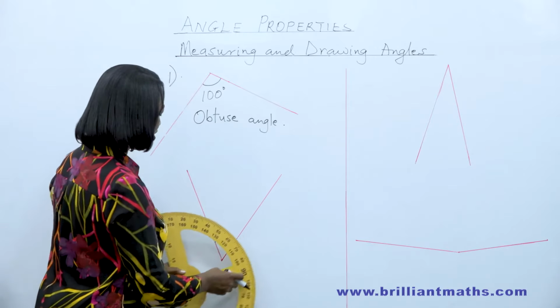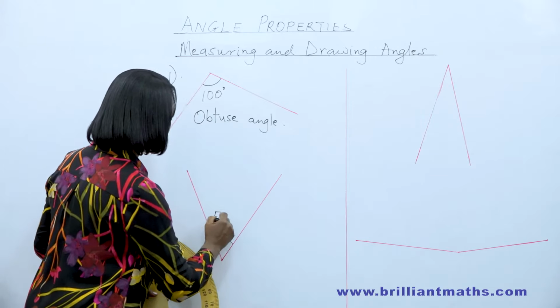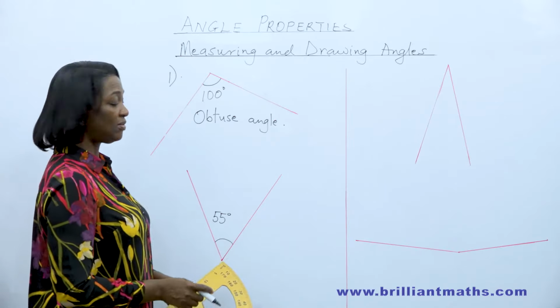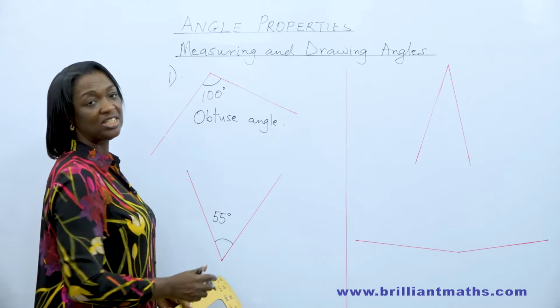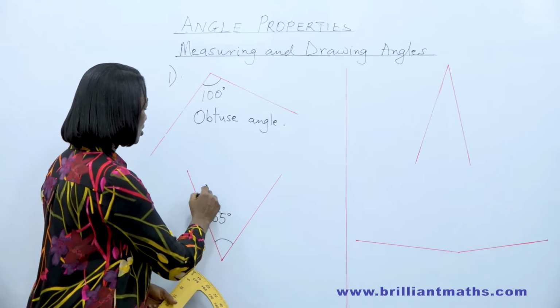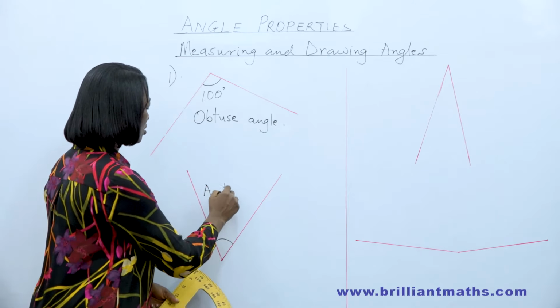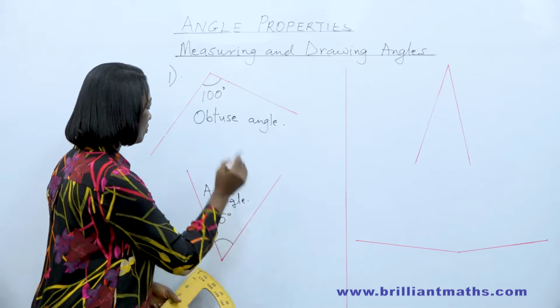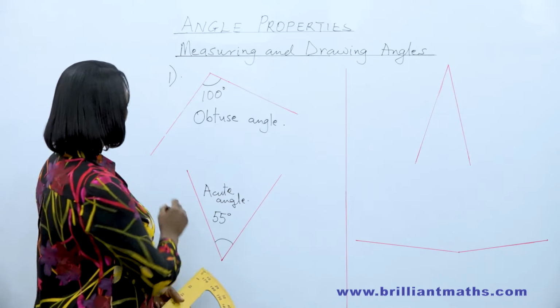55 degrees. So what type of angle is it? It's less than 90 degrees, so it's an acute angle. So that's the second one.